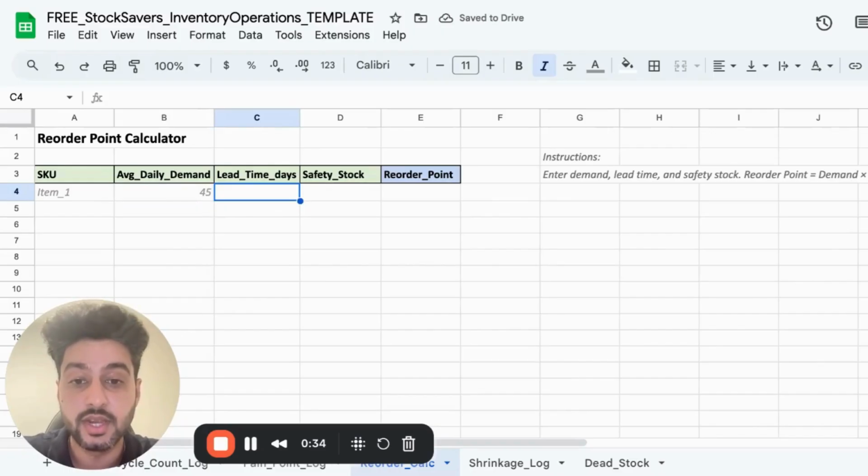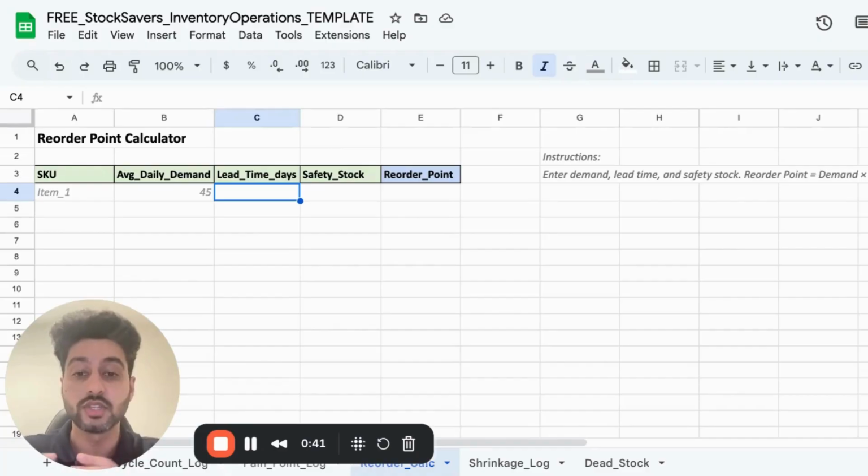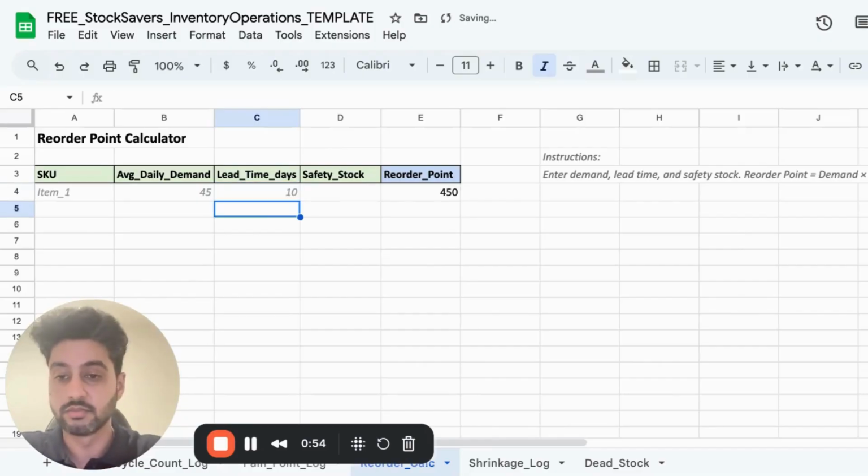Next, we're going to enter in the lead time in days, which is how long it takes from when you place an order with your supplier until it arrives. Now, this is crucial because it covers the gap before you get replenishment. So in this example, I'm going to set the lead time as 10 days.